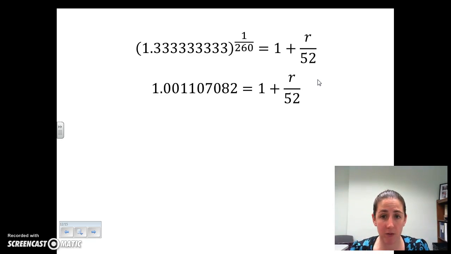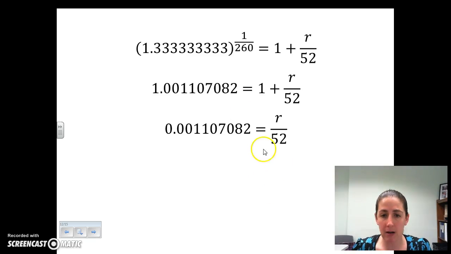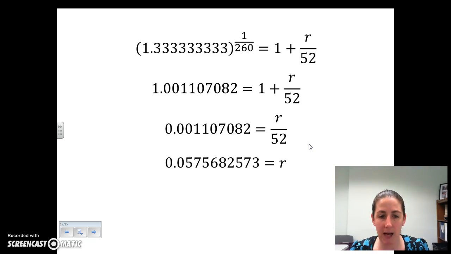Remember to save your rounding for the very end. So now to work on getting R by itself, we'll subtract 1 from both sides. And now to get rid of the 52, we'll multiply both sides by 52. And we get R is equal to 0.0575682573.